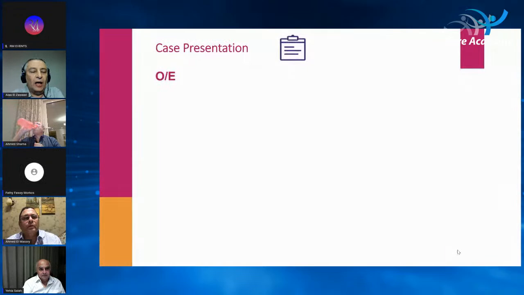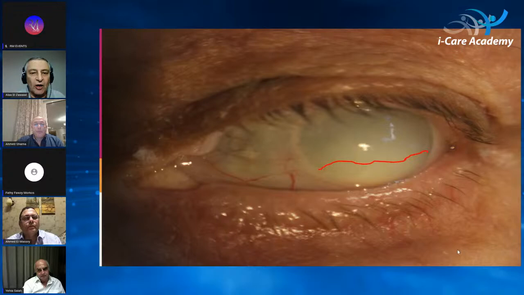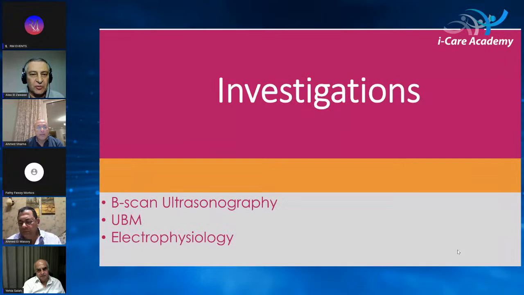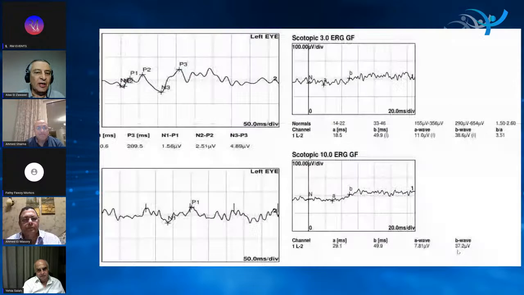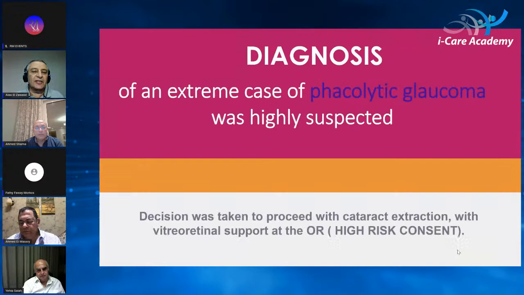Yes, we have seen this. We have seen all this, till the diagnosis of a severe case of phacolytic glaucoma. We have seen the investigations, the B scan, UBM, and electrophysiology, and the bad electrophysiology. Extreme case, yes, still here.